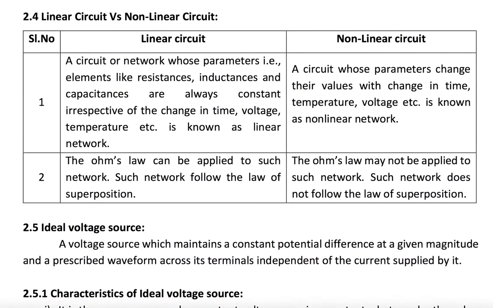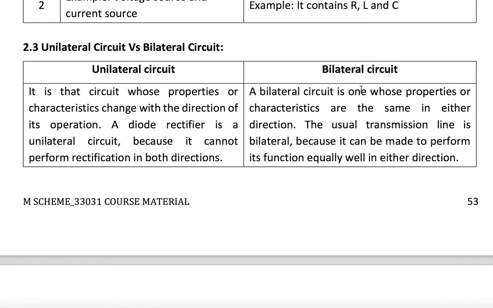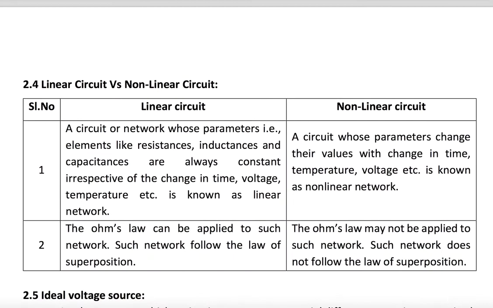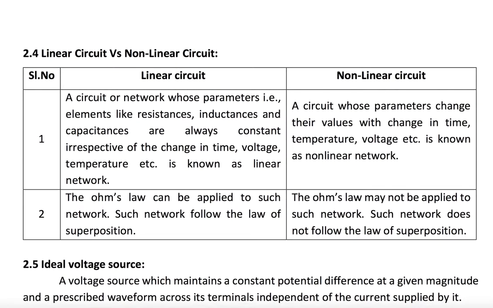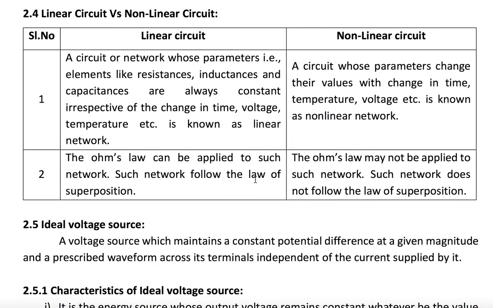Linear circuit versus non-linear circuit. A circuit or network whose parameters or elements like resistance, inductance, and capacitance are always constant irrespective of change in time, voltage, and temperature is known as a linear network. What is non-linear then? A circuit whose parameters change their values with change in time, temperature, voltage, current is known as a non-linear network.